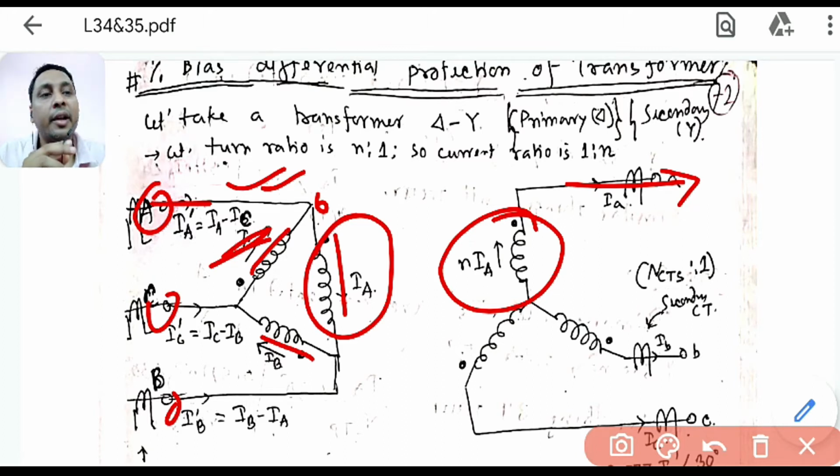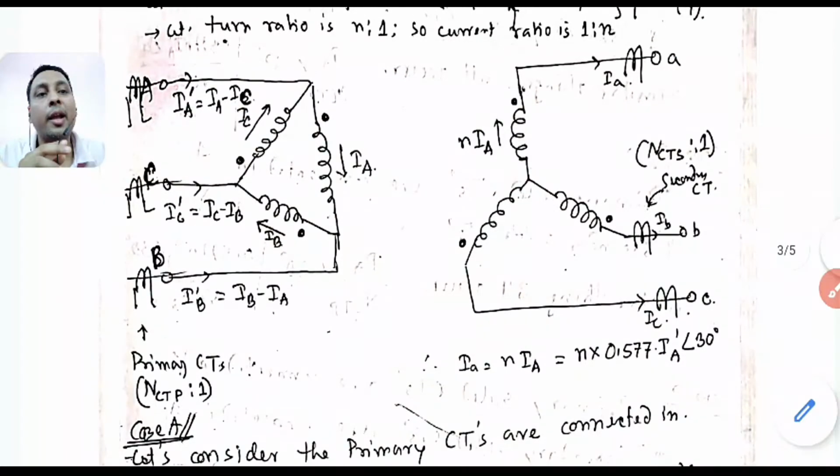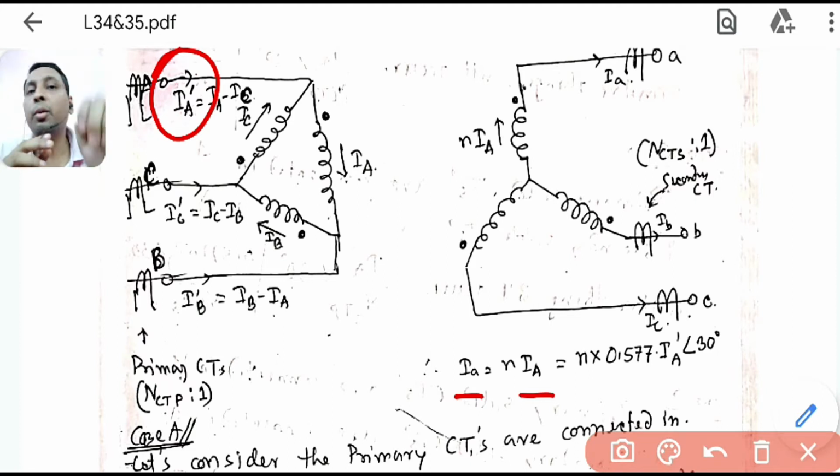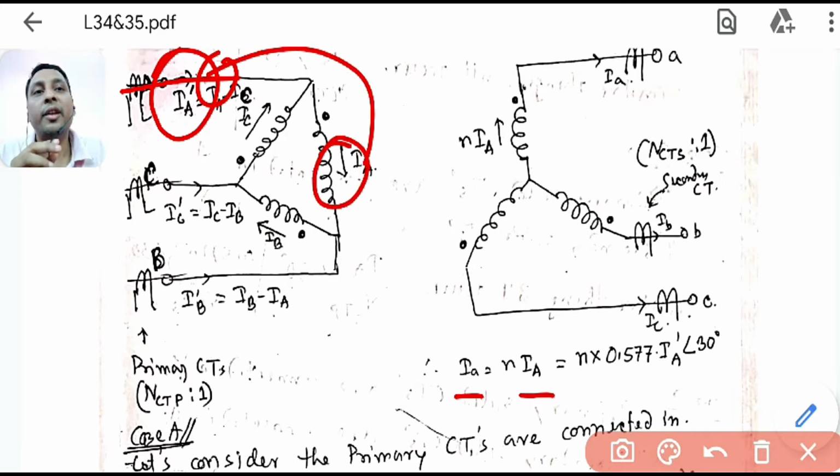So what will be my secondary side current? This small i will be equal to N IA. Now if I want to express N IA with respect to IA dash, because the CT will be sensing only that IA dash current, what is IA dash? You can see this is your line current and this is your phase current. If you are converting from line to phase, a factor of 1/√3 comes in because it is reduced.